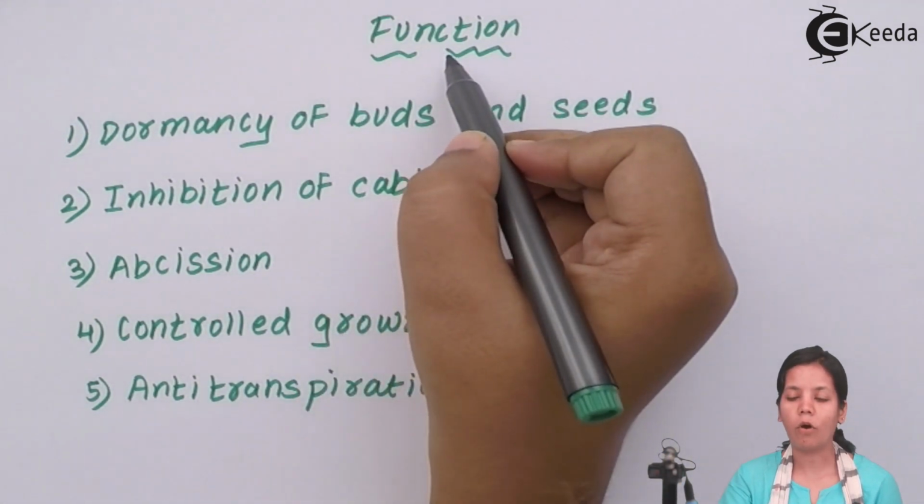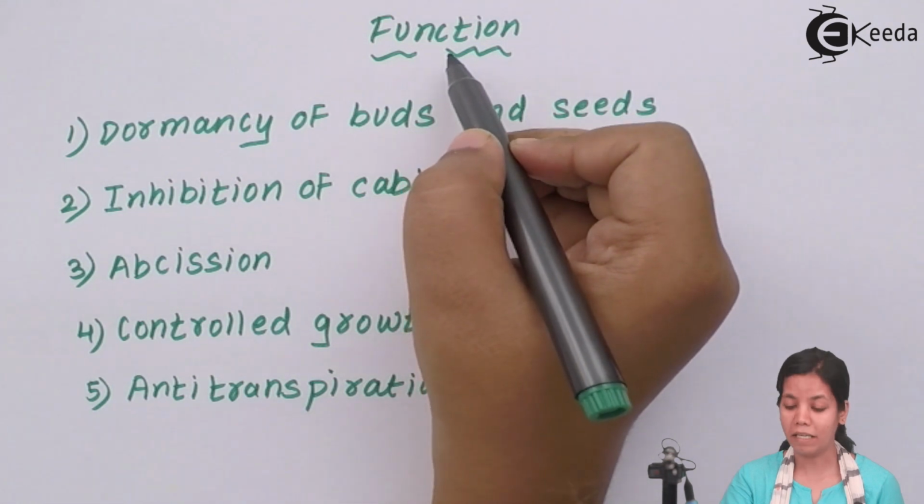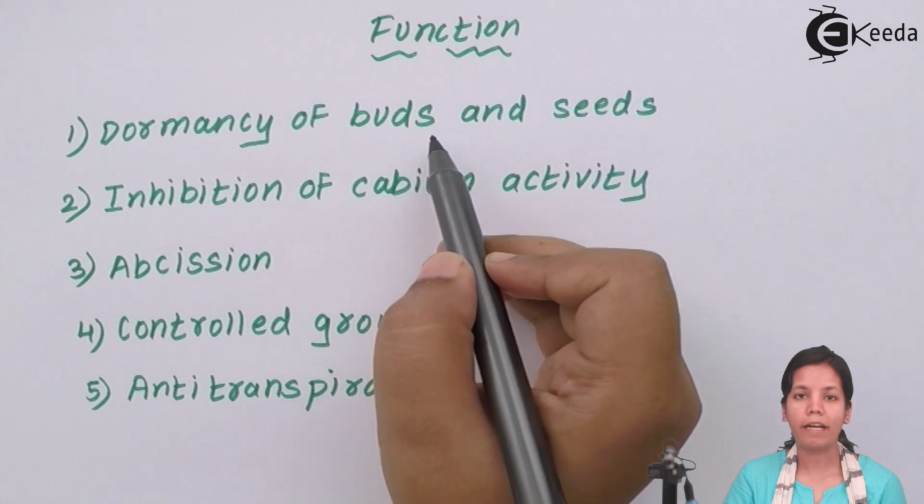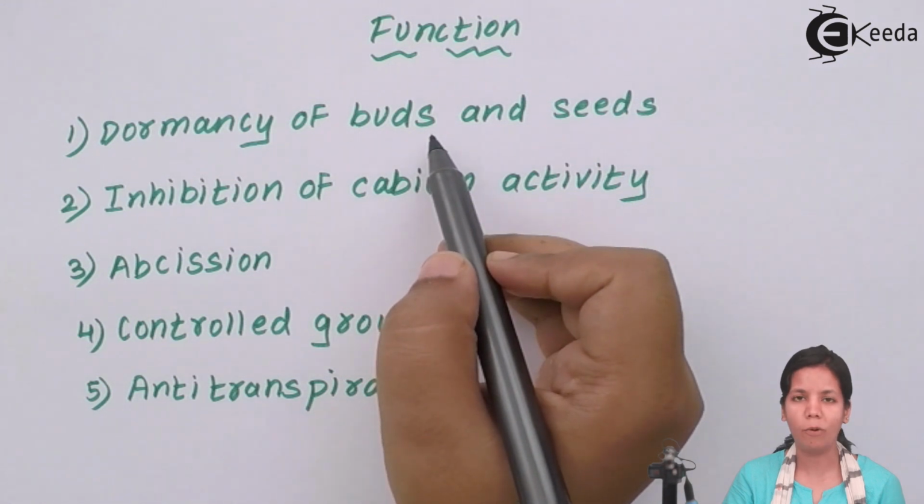The functions of abscisic acid, or ABA, are dormancy of buds and seeds. As I've told you, abscisic acid is a stress hormone. So basically it causes the seeds to become dormant, and when the seeds are dormant, obviously there will be no growth of the plant even if you add water, nutrients, or soil.